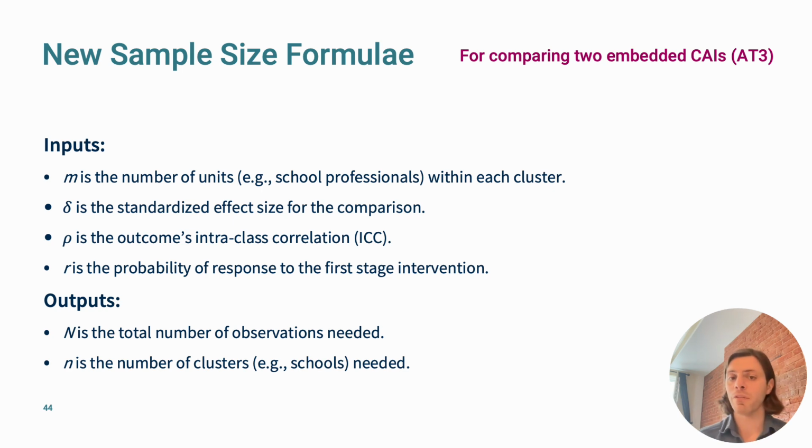So inputs into our formula. M is going to be our number of units within each cluster. Delta is our effect size for the comparison. Rho is the outcome's ICC. R is the probability of response to the first stage intervention. I should also note this is a formula for a prototypical SMART. So outputs from this formula will be big N, the total number of observations needed, and probably more importantly also little n, the number of clusters needed for a given level of power.